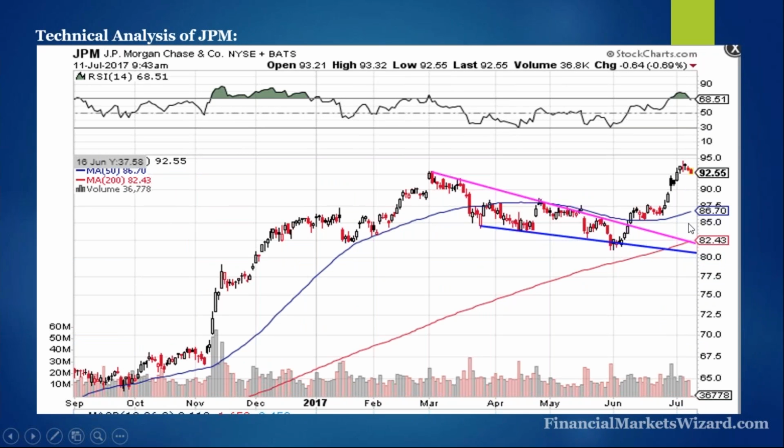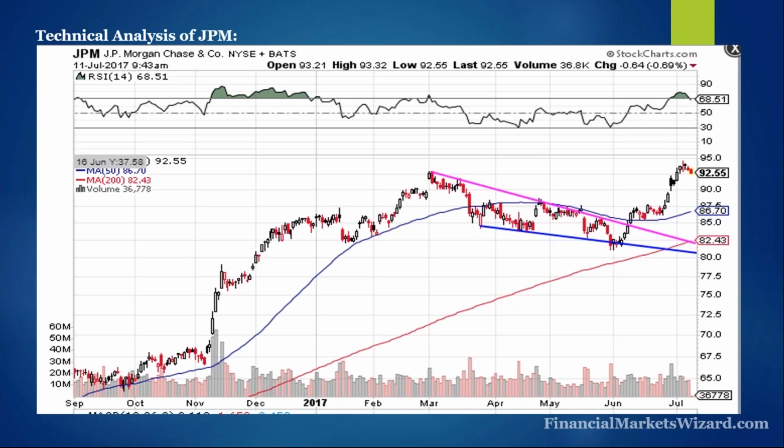Now JPM. This is the JPM chart from the 11th of July. I was watching JPM before earnings, and it was looking toppy, so I wanted to buy puts on it. But then I said no, JPM always does a thing on earnings: it gaps down, or moves down, and then suddenly it moves up.